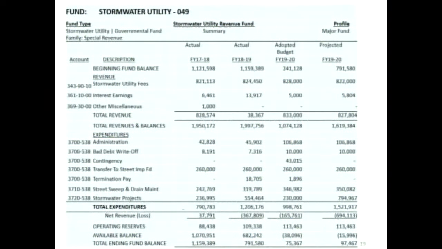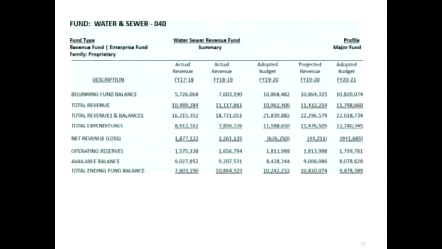Stormwater utility, $791,000, bringing in $822,000. Again, you can see what we have: administration, bad debt, contingencies, street and sweep drainage maintenance, stormwater projects. $800,000 this year in stormwater projects to improve stormwater circumstances in the city.